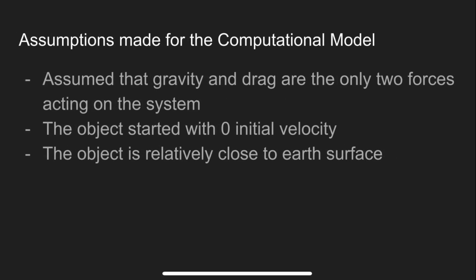In order to make a computational model to track this data, we assume that gravity and drag are the only two forces acting upon the system. Also that the object started with zero initial velocity and that the object is relatively close to Earth's surface. That way we could use force of gravity equals negative mg.